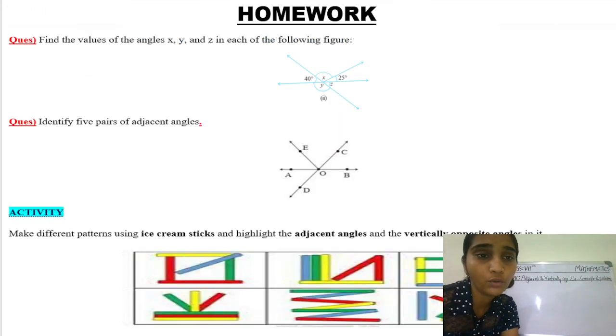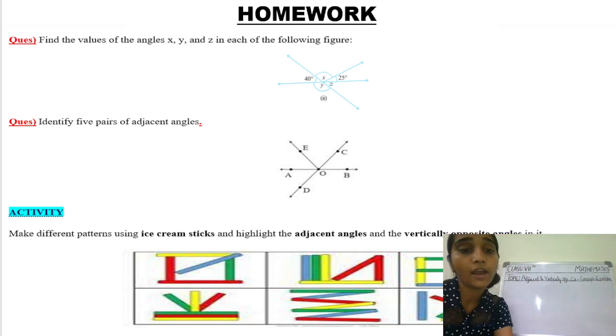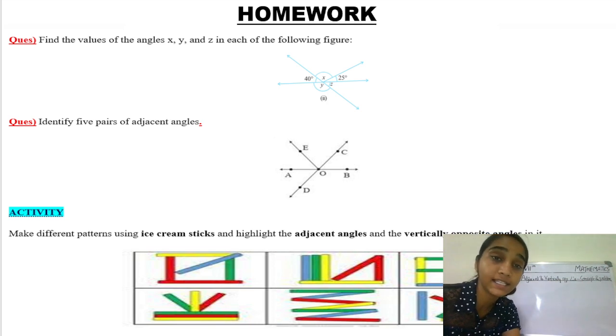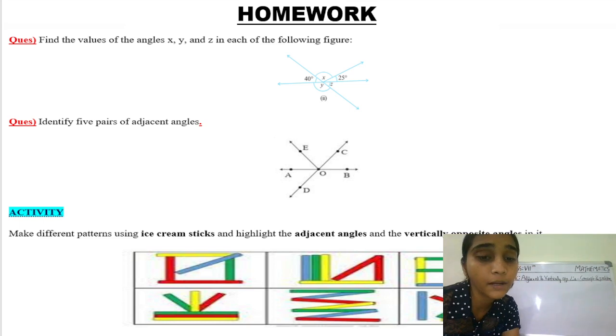Now students, what you have to do is find the values of angle X, Y and Z in the following figure. In the homework part, you have to identify 5 pairs of adjacent angles in this diagram, and in the activity you have to make different patterns using ice cream sticks. Use your creativity to highlight the adjacent angles and the vertically opposite angles by making different patterns of intersecting lines or any angles.